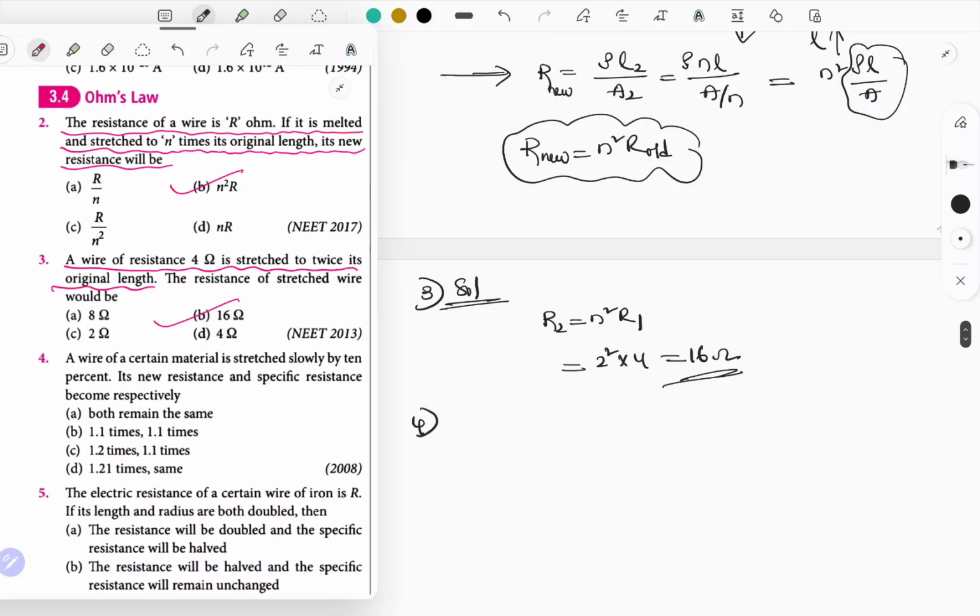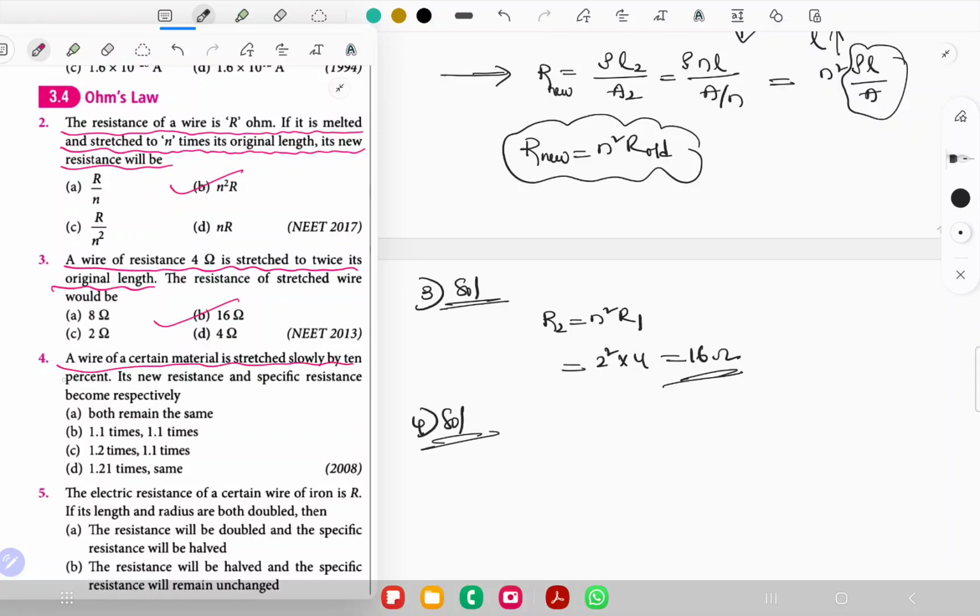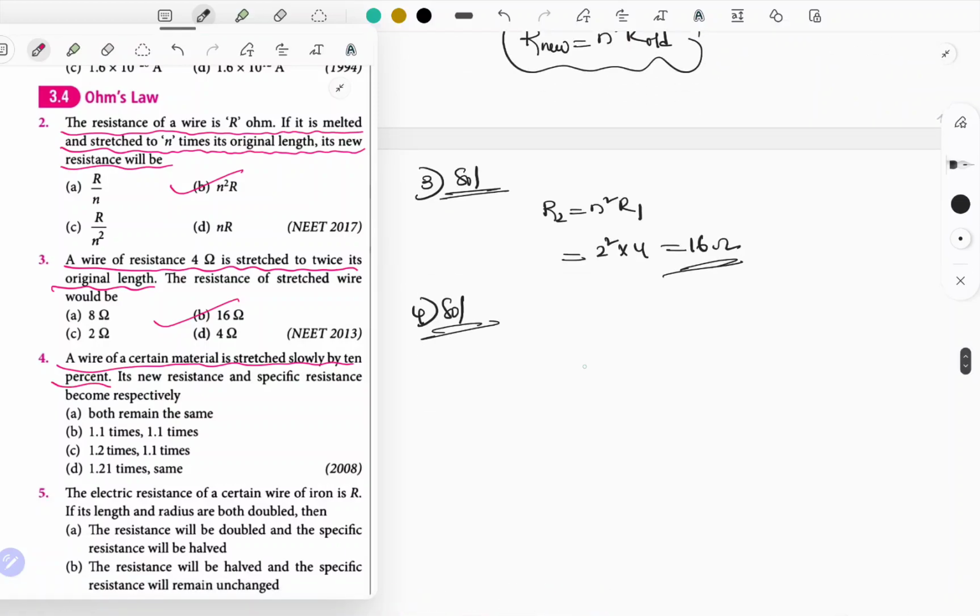So question number 4. So what is the question they're asking? A wire of certain material is stretched by 10%. Okay, stretched by 10% in the sense its length increases by 10%. Imagine original length is L1. Now it is stretched by 10%. That means original length is L1 and this L1 is stretched by 10%. That is 10 by 100 times of L1, which can be replaced as 0.1, so 1.1 times of L1. So L2 is equal to how many times?